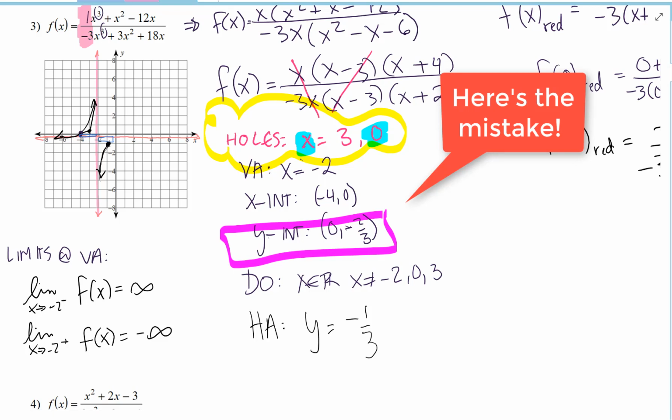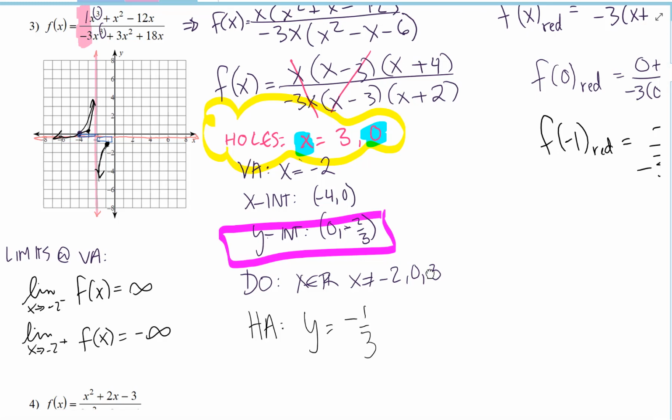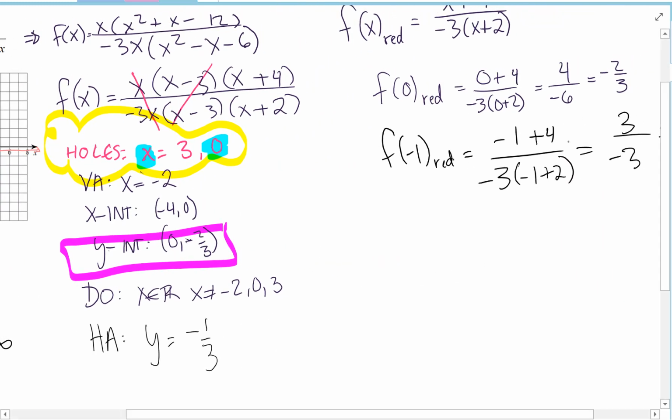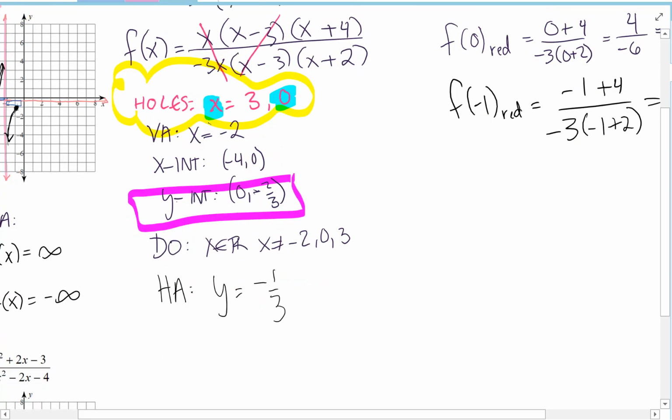How is it a hole and an intercept? Well, it definitely can't be both a hole and an intercept. So you have to watch out when you plug things into the reduced version. You have to remember what has already been taken out of the domain, what's already not allowed. So if you see the domain here does not allow 0, then you can't plug in 0, even to the reduced version, because if you plugged it into the original version, it would have given you undefined.